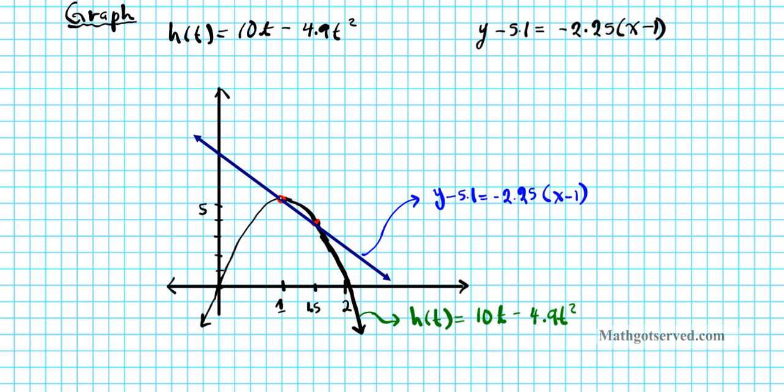So see this triangle right here, from here to this point? That right there, this is your delta h of t over delta t, right? And that's your average velocity, which is negative 2.25 meters per second. All right, so there you have it.